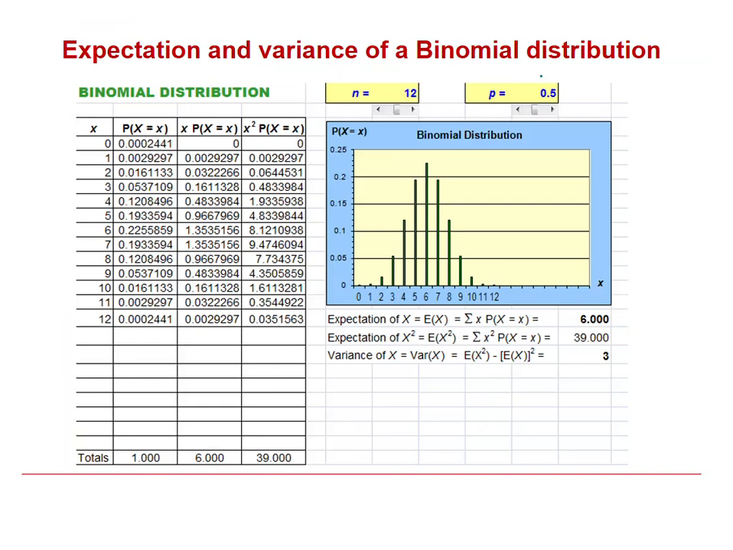to a half. You may notice that the expectation of x is the same as n times p, which is 12 times a half, which is 6, and the variance of x is the same as n times p times 1 minus p, which is 3.